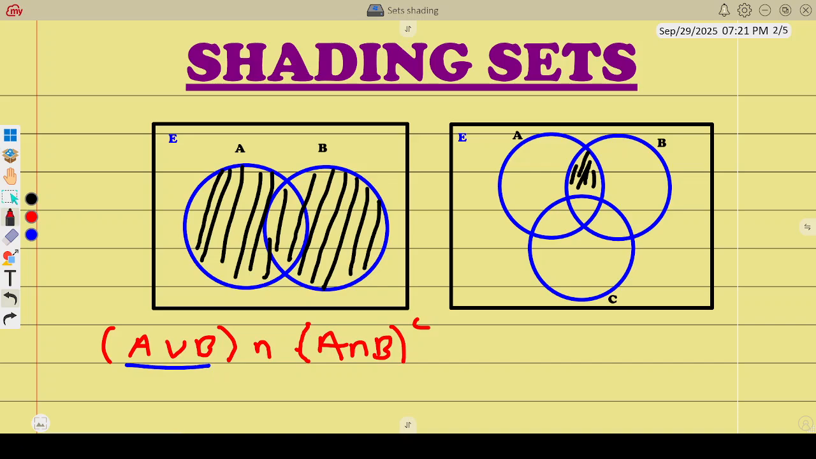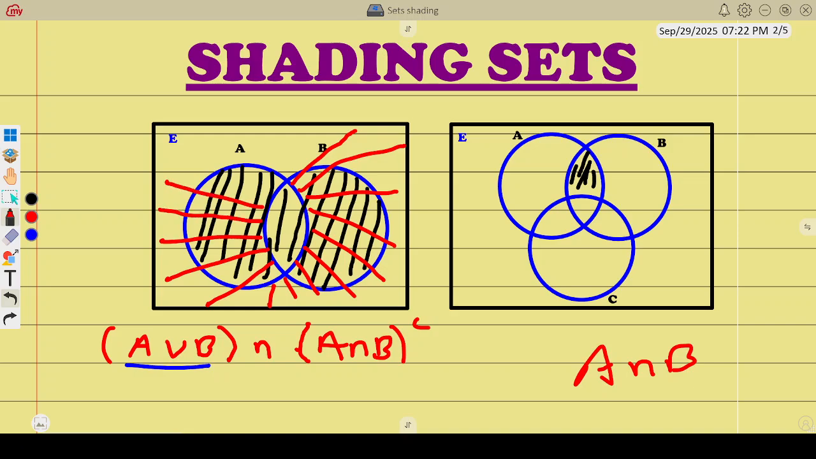Remember, if it was just A intersection B, it could have been easy. We just shade in here. Oh, sorry, this could have been A intersection B. But since there's a complement, it simply means you shade what's outside. You shade what's outside. What's outside? You shaded what is outside of the intersection. Shade what's outside.